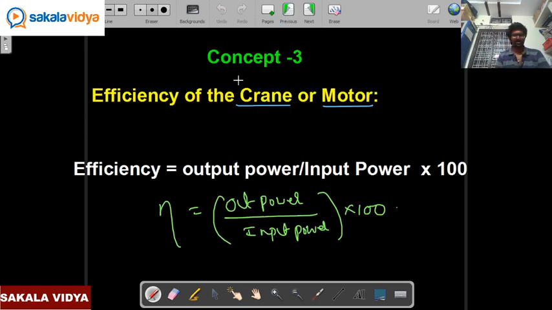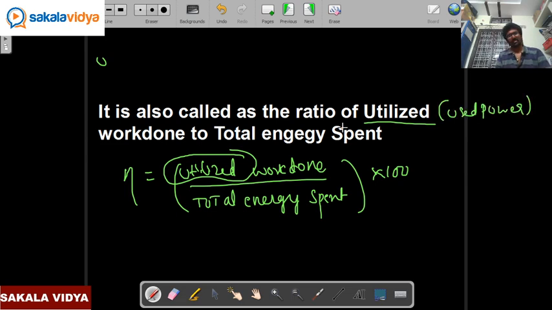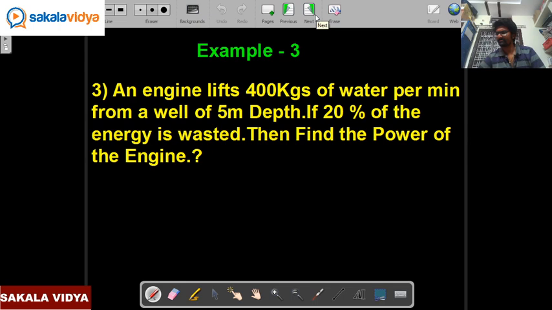So efficiency is nothing but output power by input power into 100, or utilized work. Utilized means use, which is used. Utilized is nothing but which is used power. Utilized work done by total energy spent into 100. So let us solve one question on this.